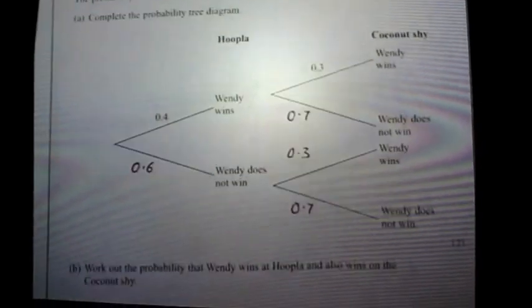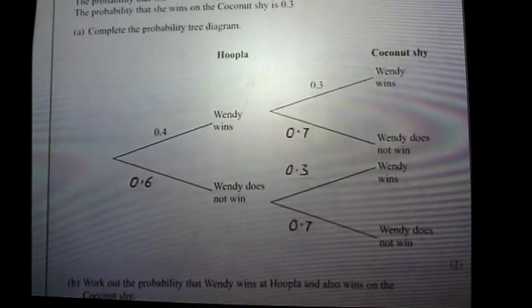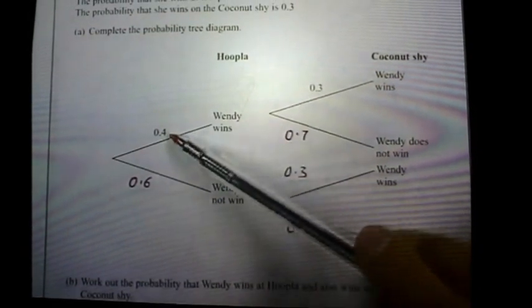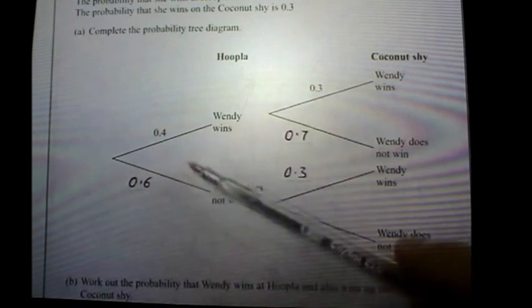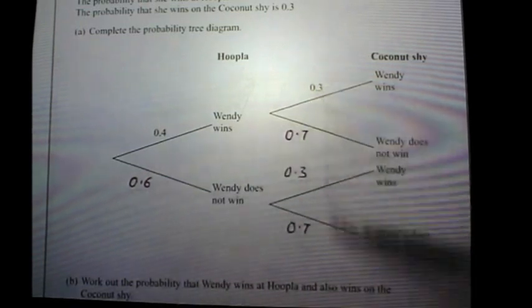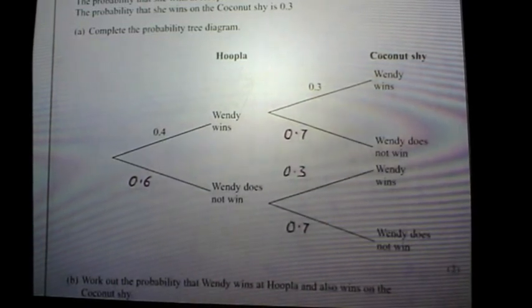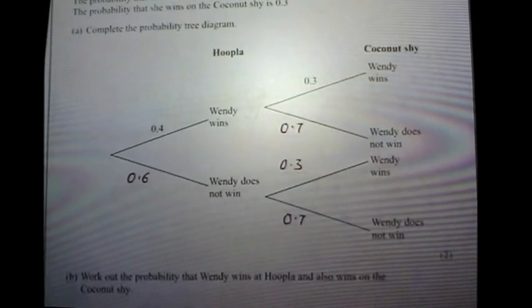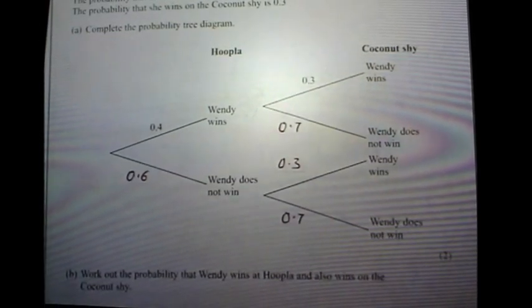3 marks. Question number 19. Probability should be quite nice and easy, this one. Just fill in the data. Well, if that's 0.4 of her winning, the chance of her losing is 0.6, and fill in these accordingly. Nice 2 easy marks. Work out the probability that Wendy wins at Hoopla and also wins on the coconut shy.